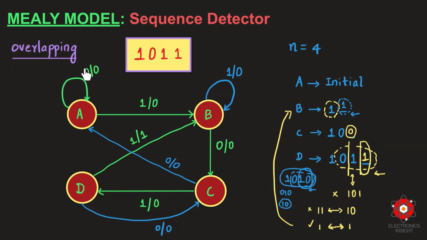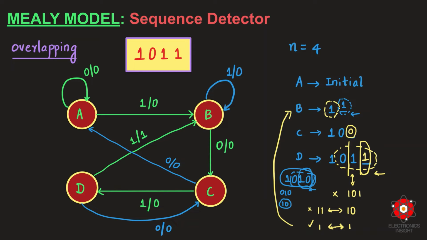When I have received 0, I am at the same state. Why? Because I am receiving 0 and I am staying at the same state. Look at the desired sequence that I have to follow. I will move from the present state to the next state only when I have received 1, 0, 1, 1. The first bit is 1. Therefore, when I receive 0, I stay at the same state.